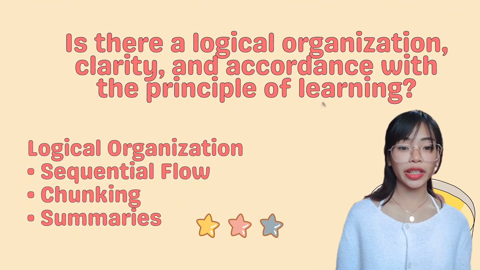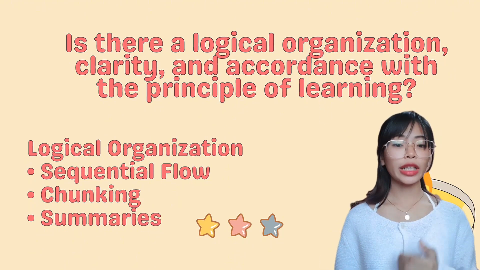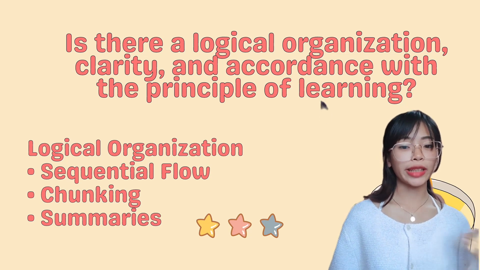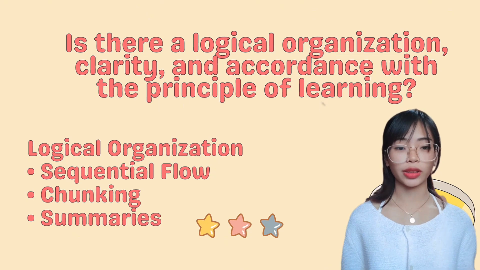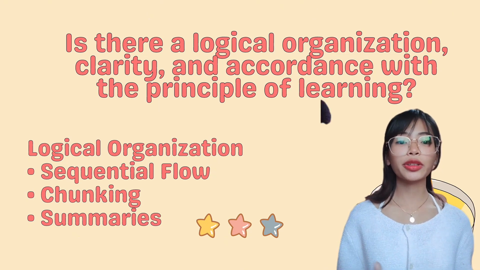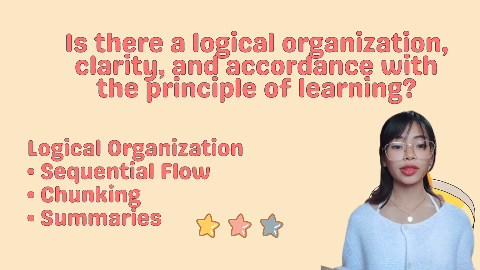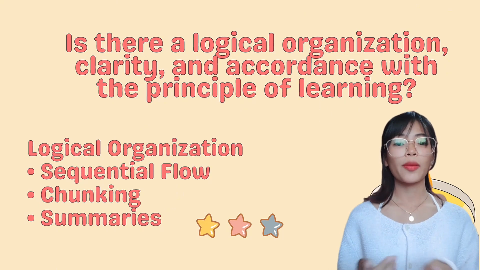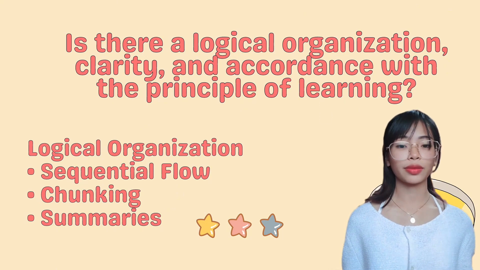Now we have the chunking. Breaking down information into manageable sections. Each section should have a clear focus. For example, divide a history chapter on the American Revolution into sections covering causes, major battles, and outcomes.